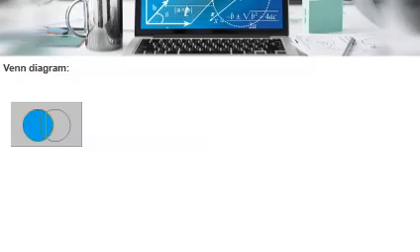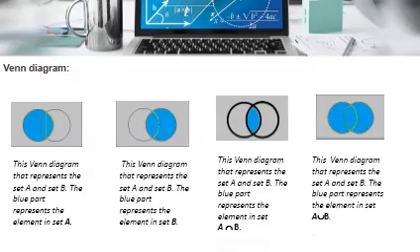So this Venn diagram represents two sets A and B, but the blue part represents the elements that are found in A. In the second diagram, you can see that we also have two sets A and B, but the blue parts in this case represent the elements that are in set B. In the third diagram, you can see that we represent the intersection between the two sets, which is A intersection B. And in the last diagram, we can see that it's the union of the two sets.